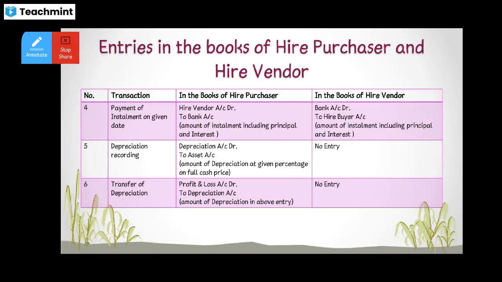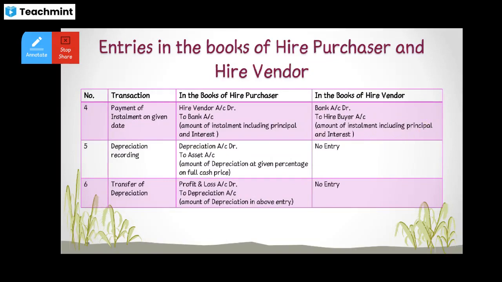Let us see what is the situation in the books of the vendor. Vendor is going to receive the money. Whenever you receive the money, you will debit the bank account. And who is going to pay this money to you? The hire buyer is going to pay this money to the vendor. So buyer's account is credited. Again, the amount will be the same. Installment amount will be recorded in the books of hire vendor also.